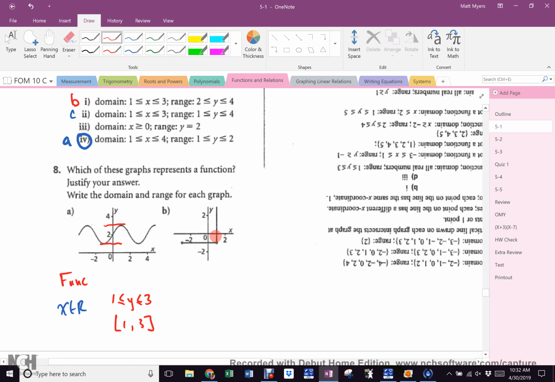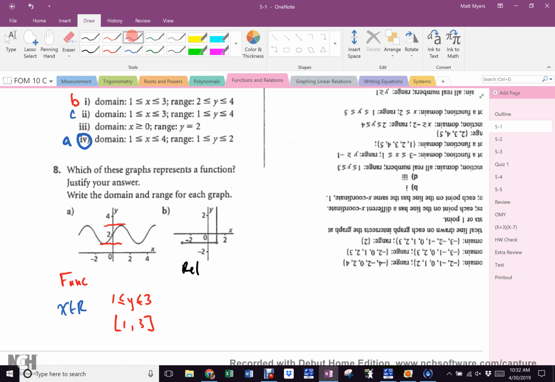Is this a function? No. Because I hit the graph more than once. Everybody understand? So this is a relation. But I can still do a domain and range.